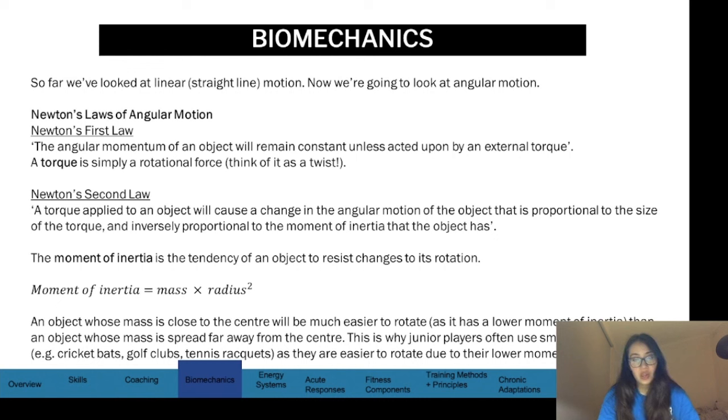And so moment of inertia is the tendency of an object to resist changes to its rotation. It's equal to mass times radius squared. I just think MOI equals MR squared, which doesn't really make sense, but it helps me to remember the formula. So moment of inertia is equal to mass times radius squared.